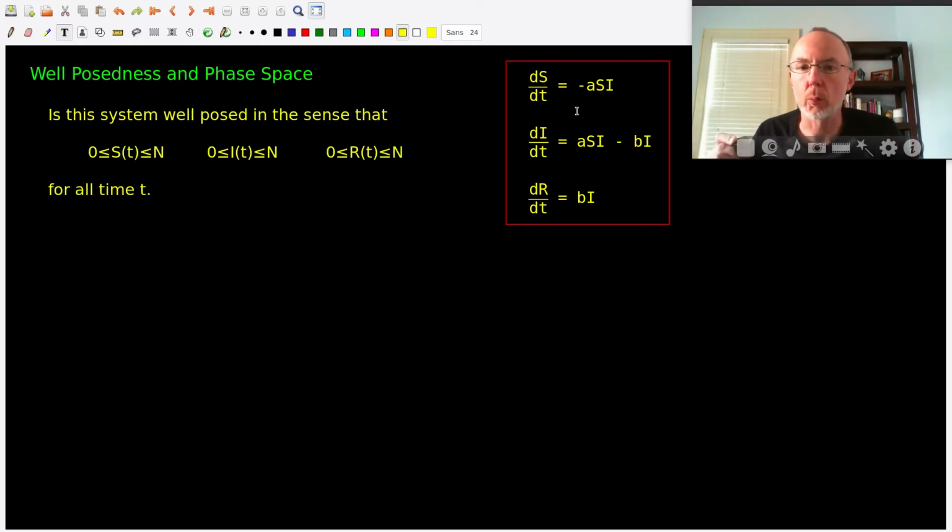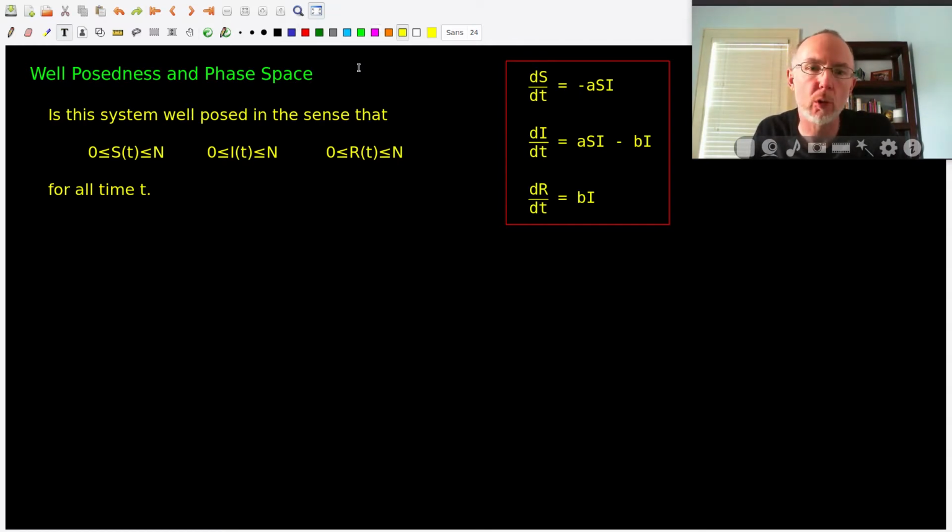For this course, we're going to worry about whether these equations are well posed in a physical sense, in that it keeps the number of susceptible, infected, and recovered people greater than or equal to 0, because it's a count of people, so you can't have negative people. And also we started with a population of N, so none of these variables independently can be bigger than N. Right? So I want to know, do my differential equations make sure that this condition is true?